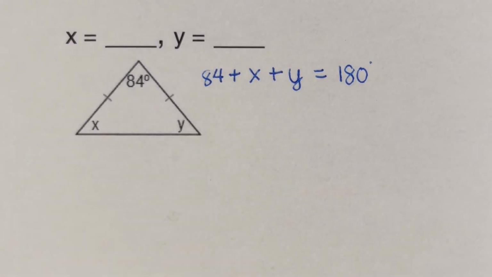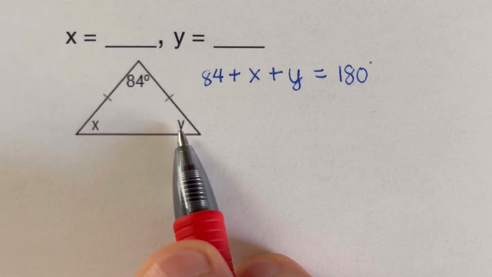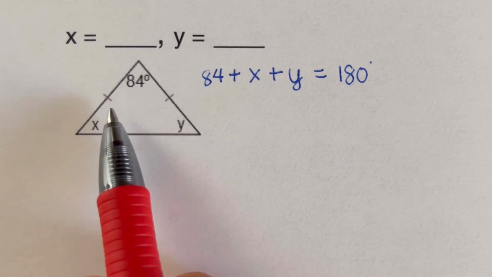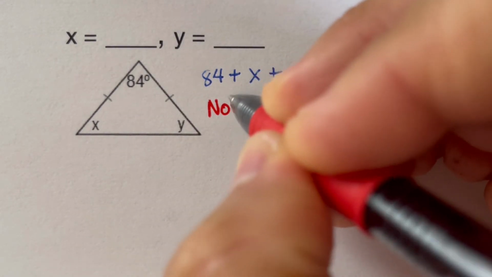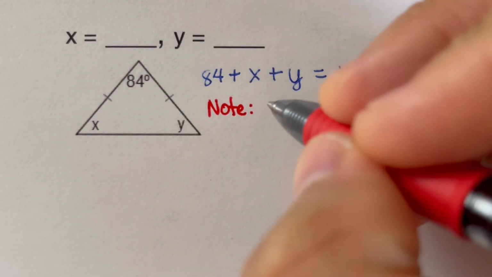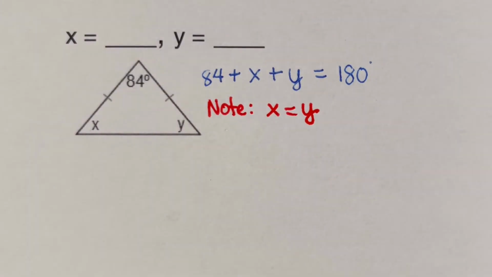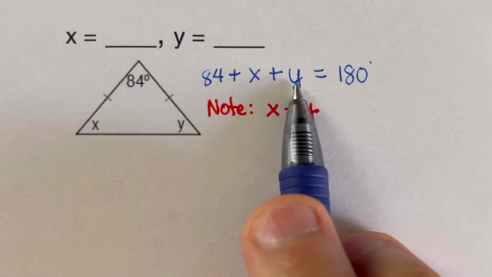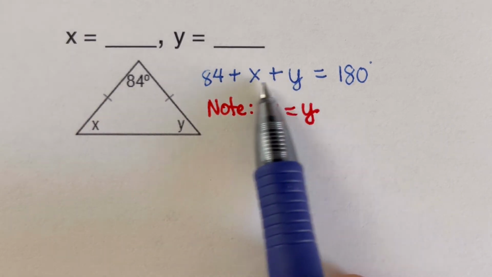Now, we remember that our x is equal to y because, again, that is based on the isosceles triangle theorem. So I'm just going to write that note right here. We have x is equal to y. So we can rewrite this equation, because we cannot solve for x or y when there are two variables in an equation.